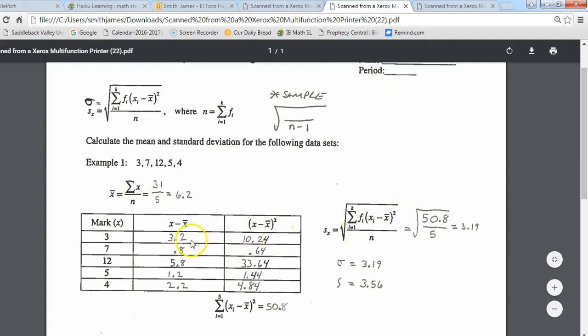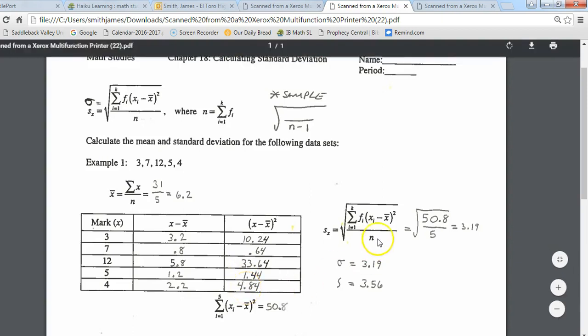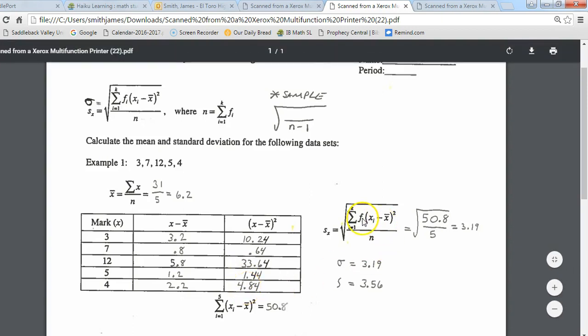So I took the 3.2 and I squared it, and that gave me 10.24. 0.8 squared is this, and then just keep on going down the list. I squared all of those terms. There's no frequency list, so we just jump to the next symbol, which is the sum. We find the sum of all of this. And so if I take this column and add it all together, I get 50.8.